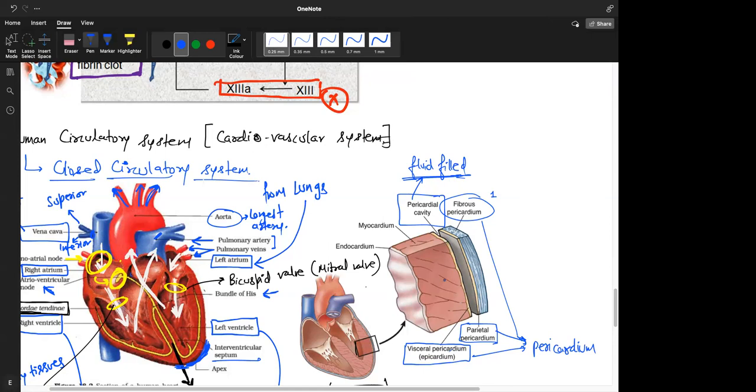Then the real layers of the heart start, which again is the visceral pericardium or epicardium. Then the most important and the thickest layer is the myocardium. It is the thickest, and it is made up of muscles. And as I told you already, the word myo means, what does the word myo mean? Devangi, do you remember the word myo?